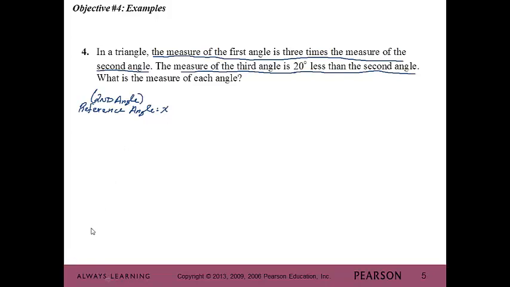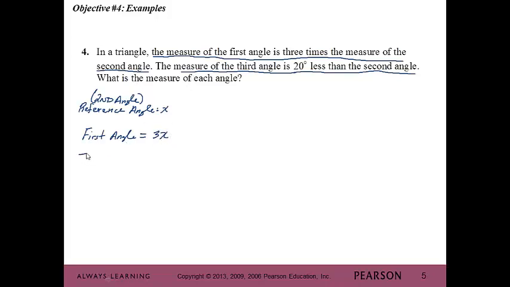Whereas on the first example, the reference angle was our first angle, this time it is the second. So it says the measure of the first angle is 3 times the measure of the second angle. Well, again, that means 3 times x, so you're going to write it as 3x.